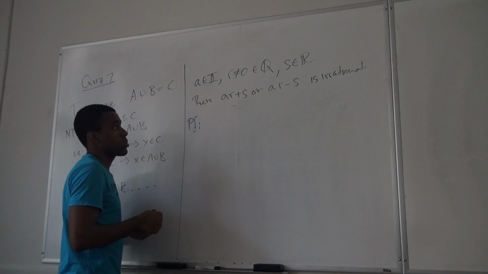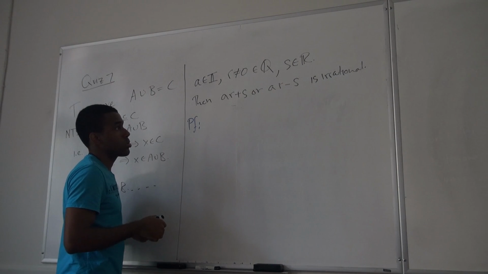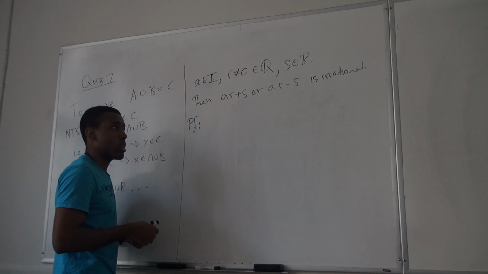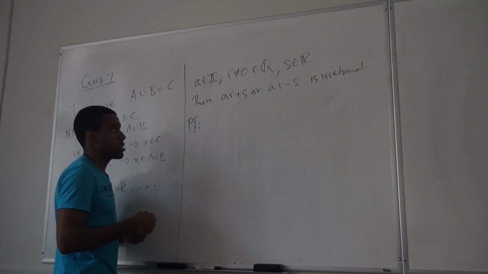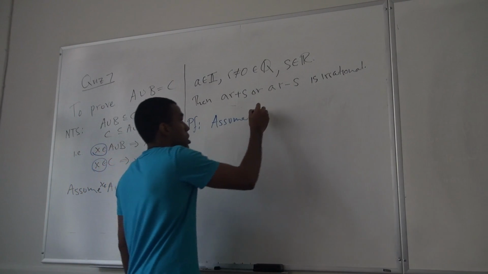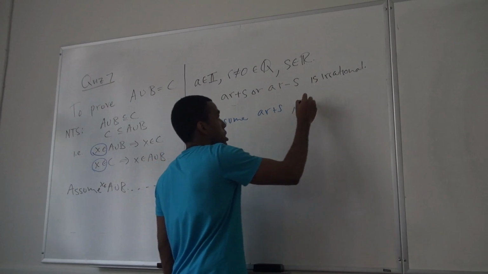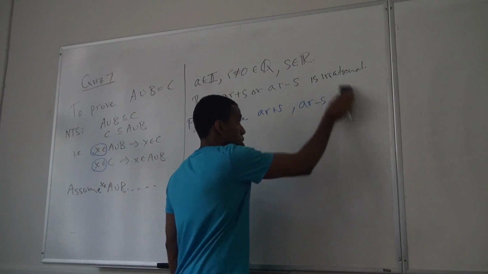You assume the first line, and then assume that both of them are equal to rational numbers. Okay, so let's do that part. I guess you want to do a contrapositive or a contradiction. Those would both start out the same way, right? So you can assume AR plus S and AR minus S are rational numbers.